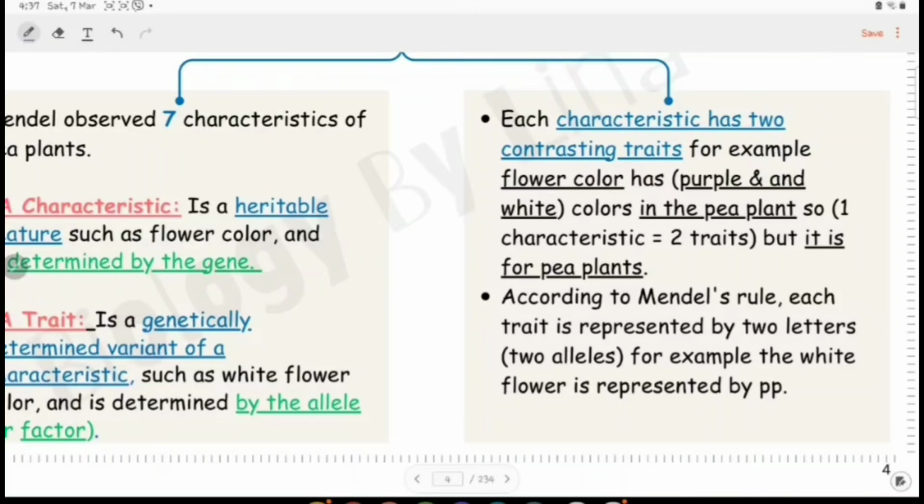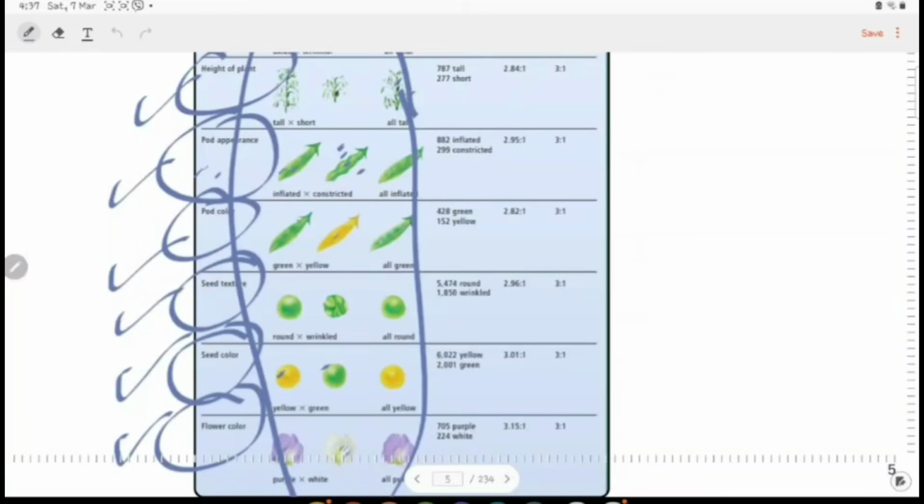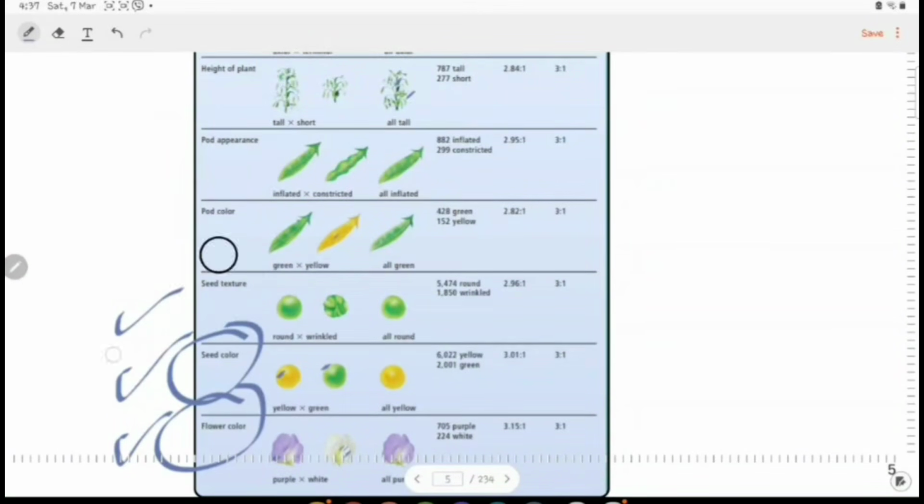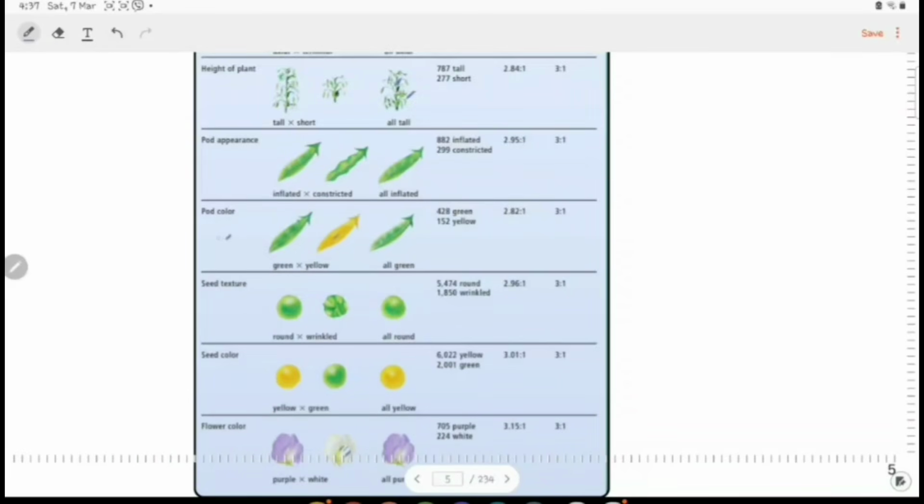And as we said, based on Mendel's experiment, he found that every character, we said character is the feature that the pea plant inherited from the parents, has 2 contrasting traits. And as you see here in this figure, for example, if I talk now about the pod color, we can see that you have 2 contrasting traits for it, green and yellow. The same thing for the other 7 characters. For each character, you have 2 contrasting traits.